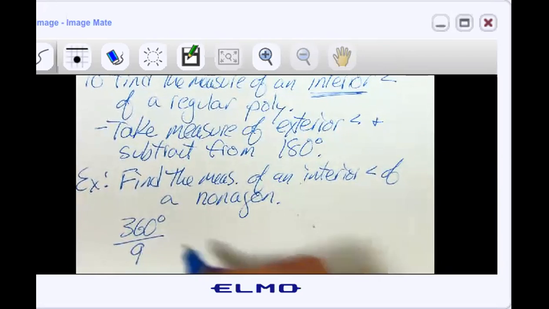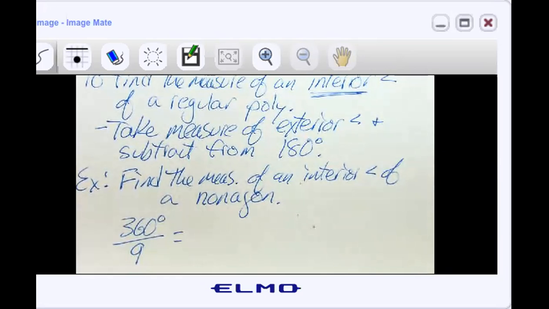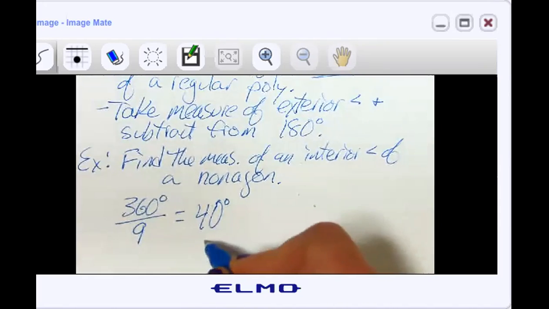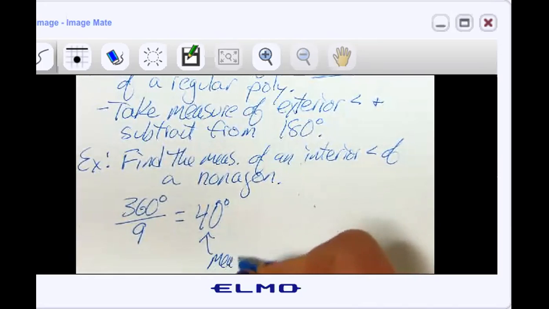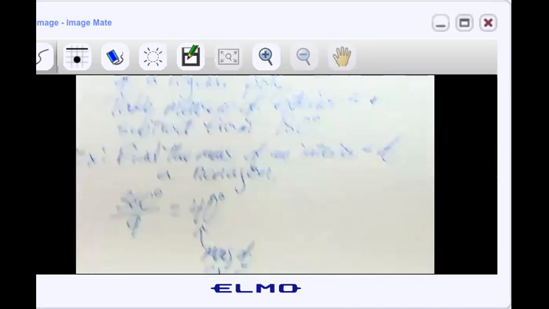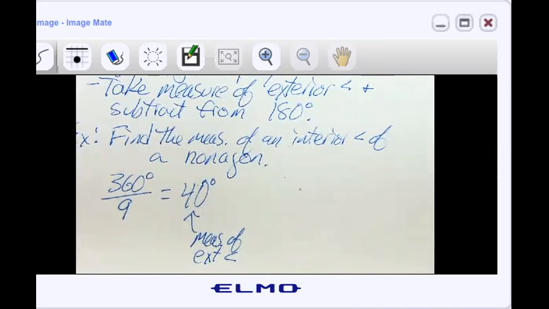So I'm going to do 360 divided by 9, which is 40. Let me just note that's the measure of exterior angle. And now I'm going to take that number and subtract it from 180. So I do have this additional step. Now 180 minus 40 equals 140 degrees would be the measure of an interior angle.